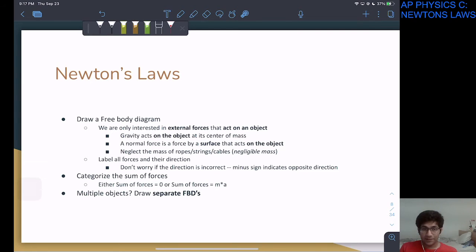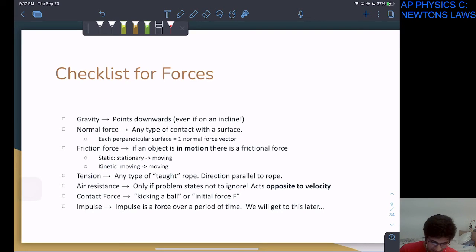And oftentimes, the forces in one direction will be 0, and the forces in another direction will be non-zero. So there we have two situations where we can use one case to solve for given quantities and substitute them in. And last but not least, if there are multiple objects, you should draw separate free body diagrams for each one.